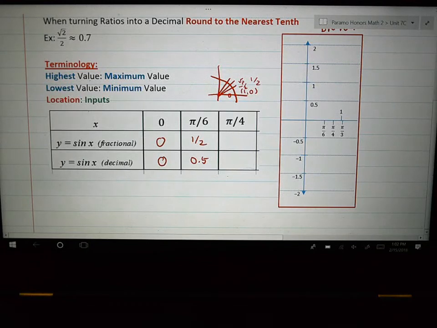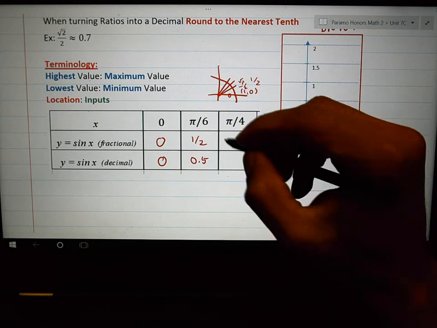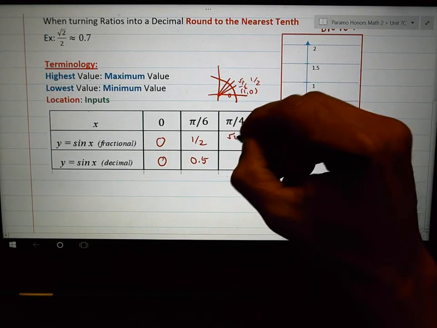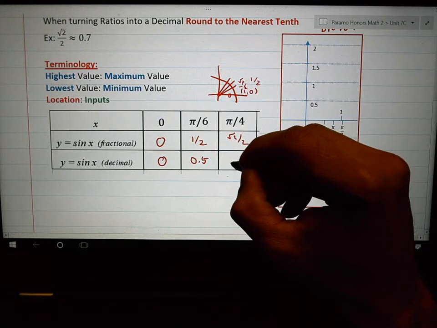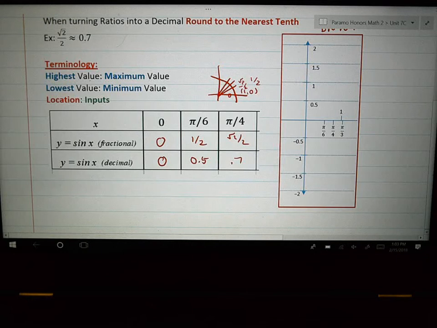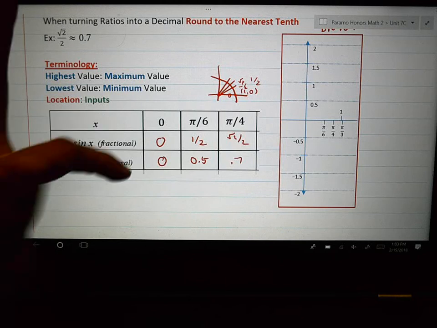So the sine of pi over 4 is... Now, as a decimal, if I look that up in the calculator, it's 0.707. I'm going to round that to the nearest tenth. I'm going to write that down as 0.7. So you're going to make all these values, and you're going to have stuff that goes up to a positive. And when you get to the other side of the unit circle in quadrant 3, you're going to have some negative values, the negative decimals.